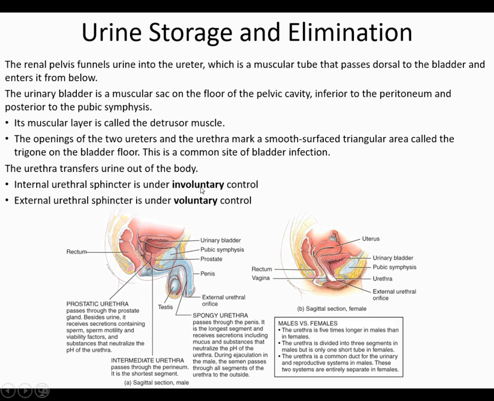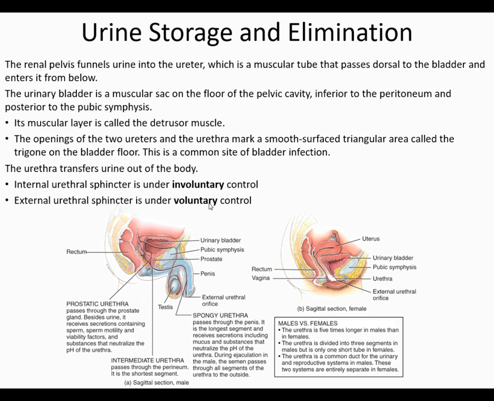What type of muscle do you think is making it up? I'll give you a hint. Is it skeletal or is it smooth? It's smooth because it's involuntarily controlled. So what about the external urethral sphincter, which is voluntarily controlled? It's skeletal. Same thing that we saw with the anal sphincters. Internal involuntary, smooth; external voluntary, skeletal.